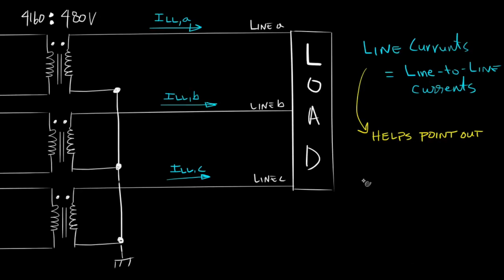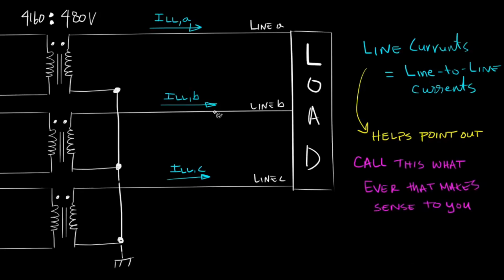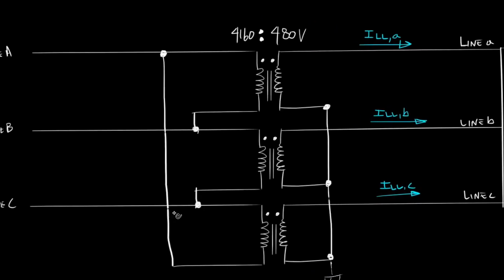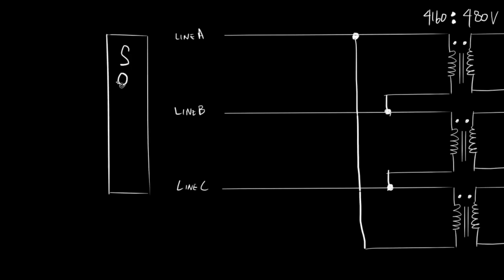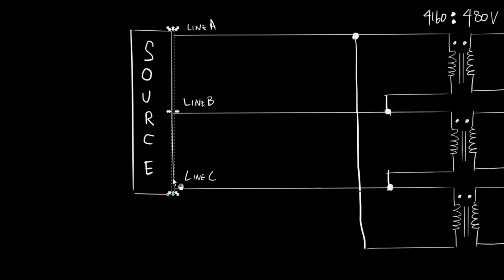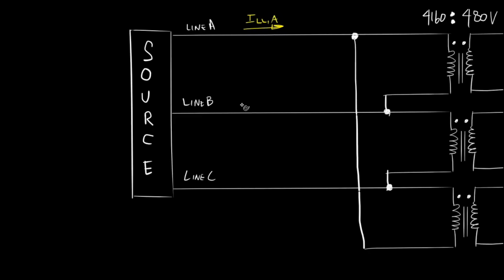So if labeling this current as line currents or some other name helps you, by all means do so. As long as we clearly define our variables, we should be alright. Okay, so our transformer is connected in delta on the primary side or the source side. So this is where our source current will come from. The line-to-line current A will flow through line A. Similarly, line-to-line current B will flow through line B, and line-to-line current C will flow through line C, respectively.